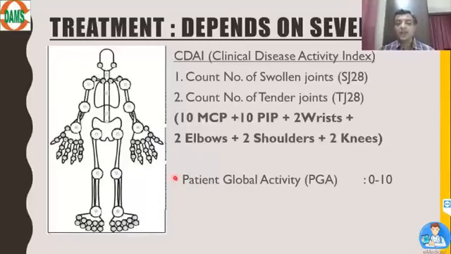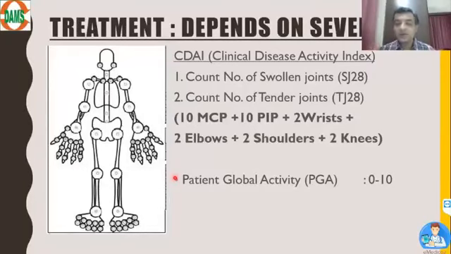So what does global activity mean? This is the patient's own score. The patient will think how bad the disease is according to him or her. Please remember that the disease is there, but the patient's suffering depends on his occupation also. Suppose an elderly patient has joint pain, it may not cause much effect on quality of life. But if a young student gets joint pain, it can affect quality of life. So this is called the patient global activity score.